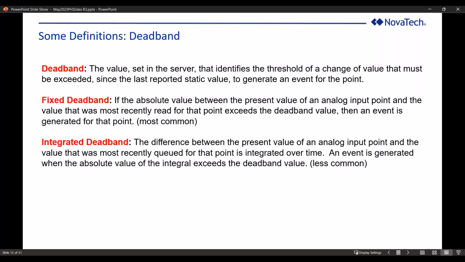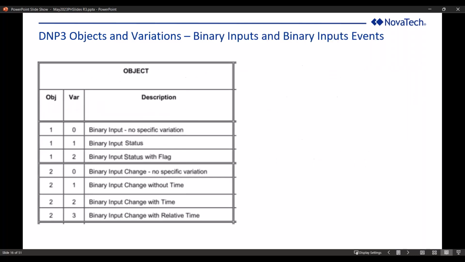There's another type of deadband in DNP3 called integrated deadband. This is a bit more complex and less commonly used. Not only does the point have to change by a certain value, but time also comes into play in the calculation. If it changes by a certain value over a certain amount of time, then it creates an event. It's not very commonly used, but if you need it for an application, integrated deadband might be something you need to look into.